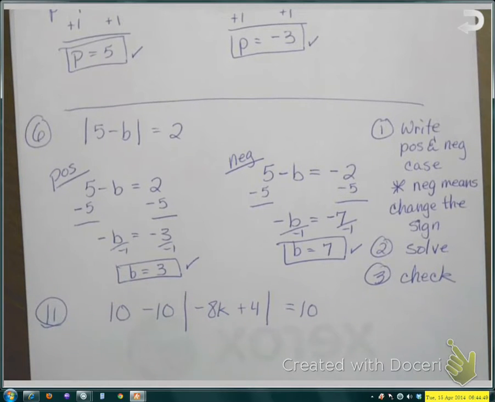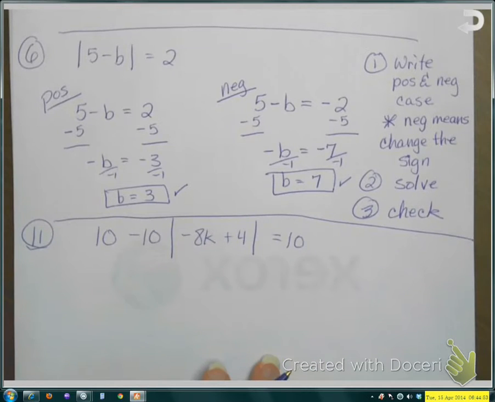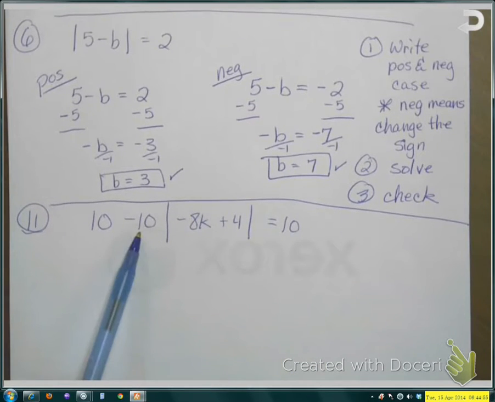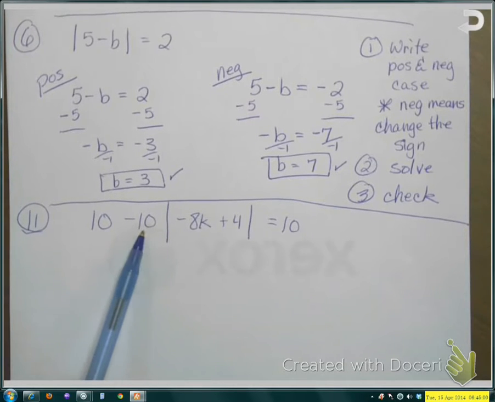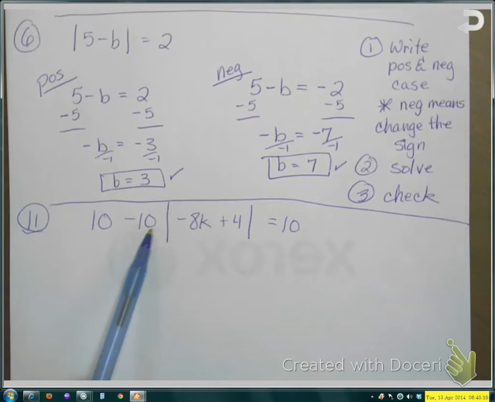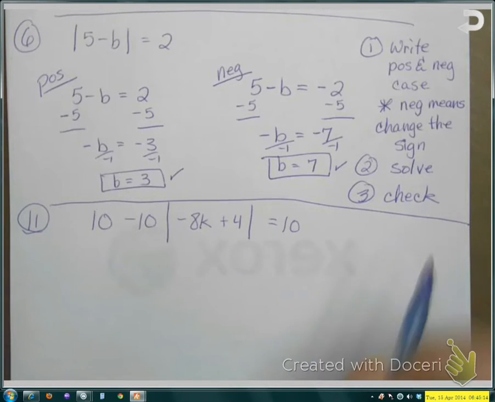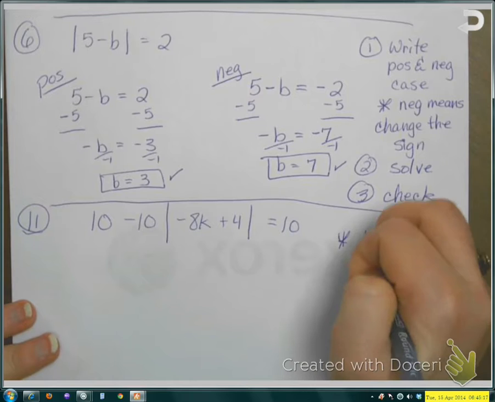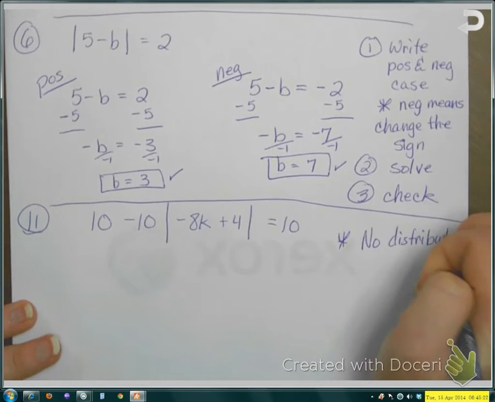Let's do number 11. Number 11 looks a lot more complex. There are some common mistakes that people tend to make. The first mistake is they will either do 10 minus 10, oh, it's 0. Here's the problem. That 10 is multiplying times the absolute value. So I can't just subtract these two things right here. The next common mistake is people take this negative 10 and they start distributing it. We cannot distribute. So little note, no distribute. You cannot distribute into an absolute value.